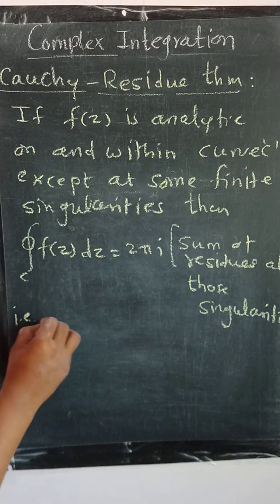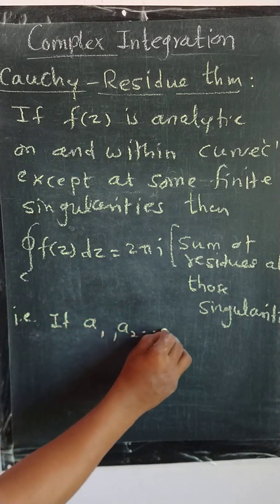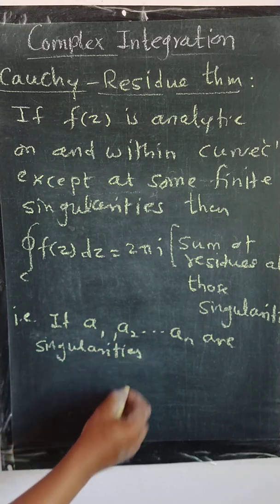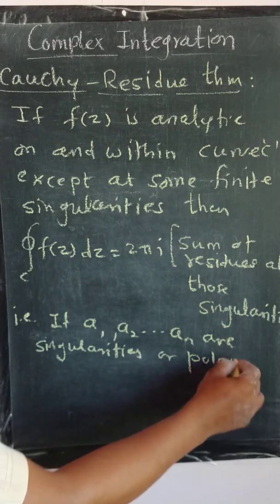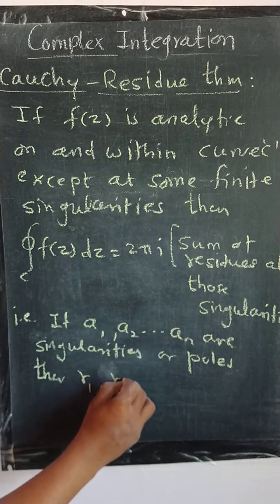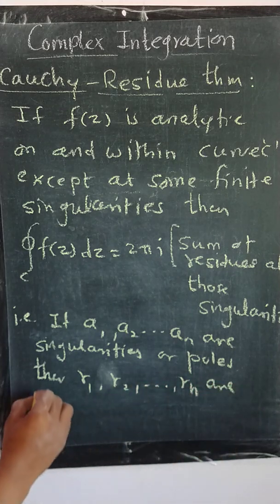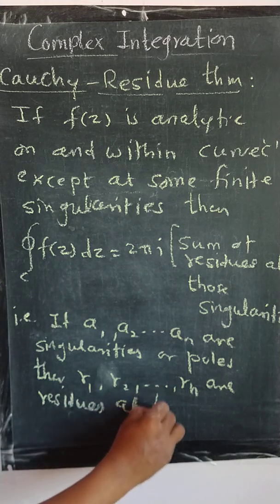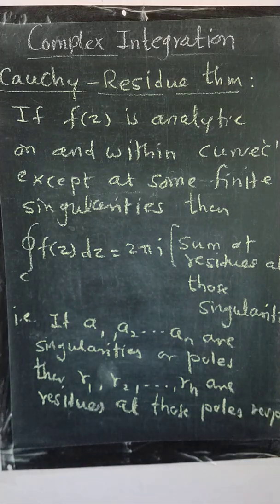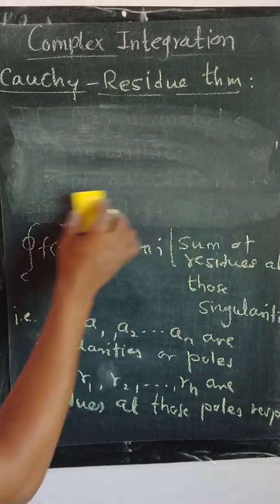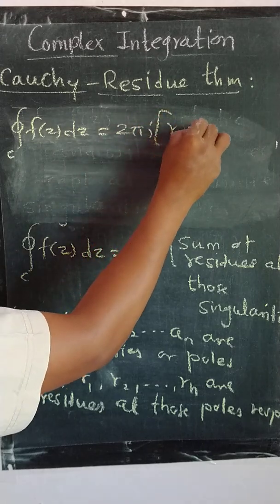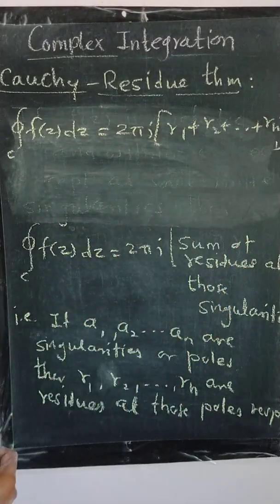That is, if A1, A2 and so on An are singularities or poles, and R1, R2 and so on Rn are residues at those poles respectively, then the Cauchy residue theorem says the integration over the closed curve C of f(z) dz is equal to 2 pi i times R1 plus R2 plus and so on plus Rn, the sum of residues.